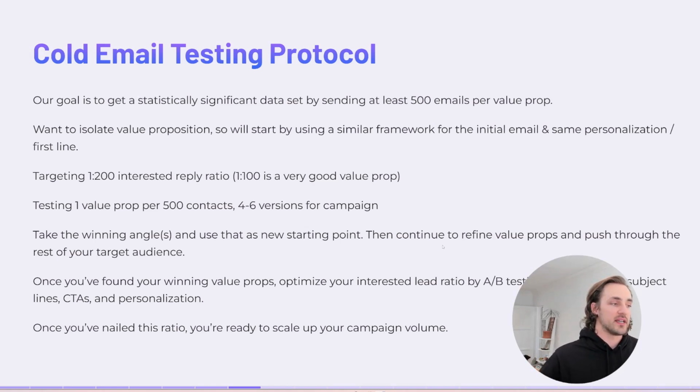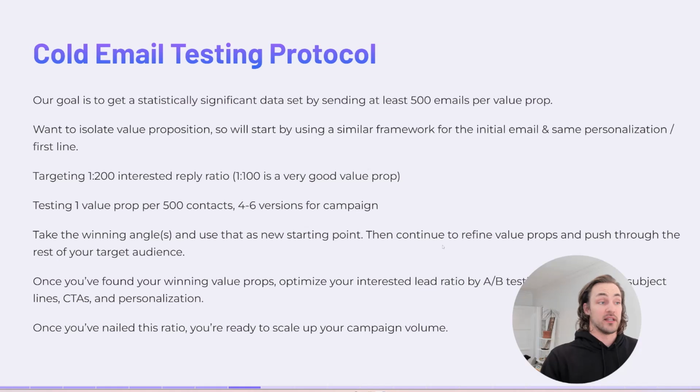The goal here, like I said, is testing one value proposition for every 500 contacts. And just to start out, you want to test 4 to 6 versions for your campaign. Once you've completed your first round of campaign tests, you'll take the winning angle or multiple angles and use that as the new starting point. So then you'll continue to refine your value propositions over time so you can push that through the rest of your target audience. Once you've reached your entire target audience, you can go back to the top with your new, more validated value propositions and continue to test and work until you get to that 1 to 100 ratio. So once you've found those value props, you'll want to continue to optimize it.